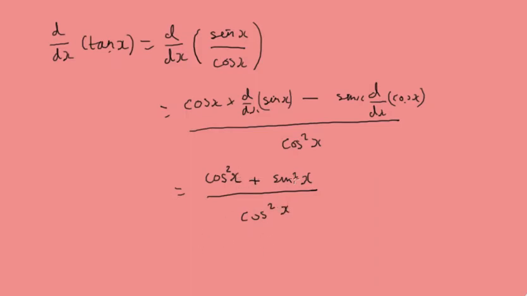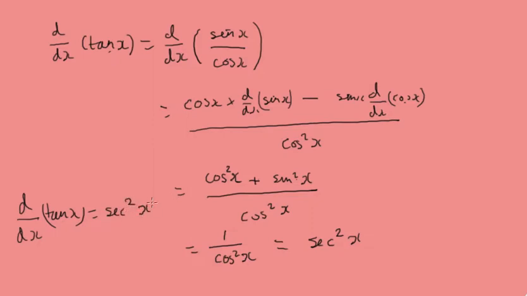Cosine squared plus sine squared is 1. That's going to be over cosine squared x. Now we know this trigonometric identity is equal to sec squared x. So the derivative of tan x equals sec squared x. So let's now do some examples to put this into practice.